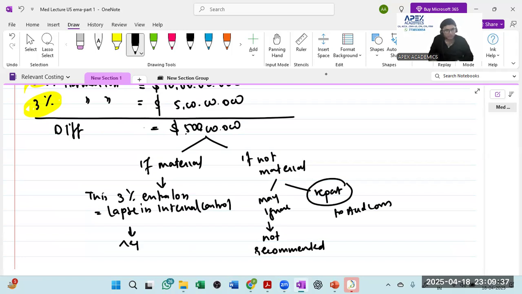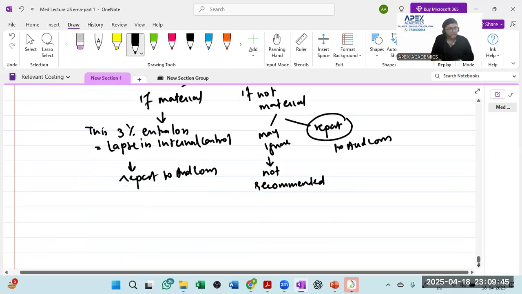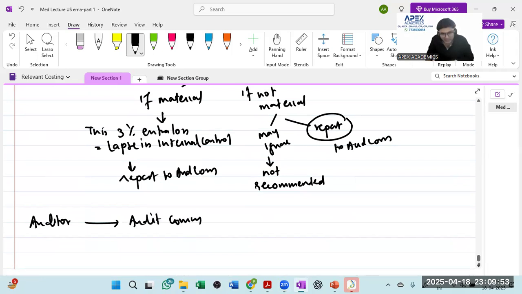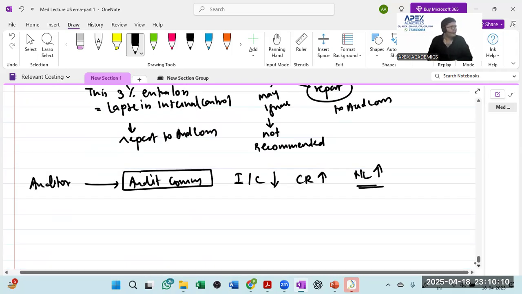What will you do over here? He will report to the audit committee. Now, what will he go and tell the audit committee? That internal control is less. You are at a high control risk because your normal losses are very, very high. Audit committee will say, okay, we respect your opinion, but you are a CPA or a chartered accountant. How do you know about oil manufacturing? Do you have experience? No, I don't, but I have an expert.